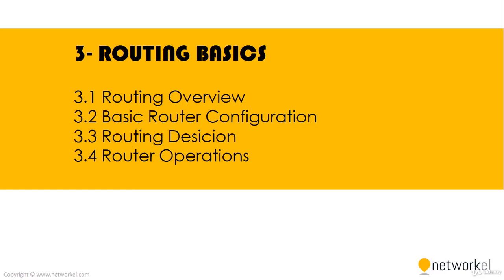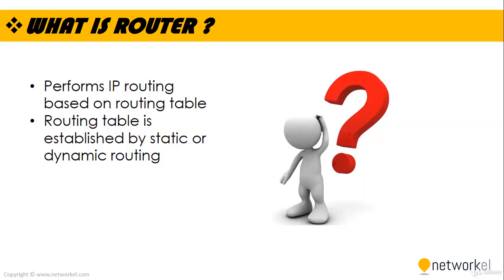In this section, we're going to talk about routing basics. Let's start with the routing basics. And what is a router? A router is a networking device that forwards data packets between different networks. The main job of the router is performing IP routing based on the routing table, and the routing table can be established by manually configured static routes or dynamic routing protocols.